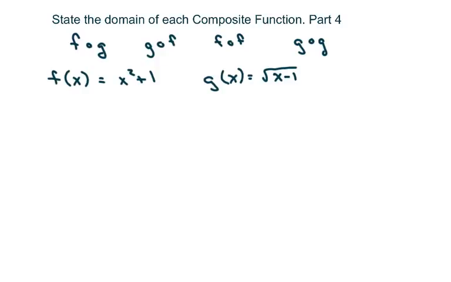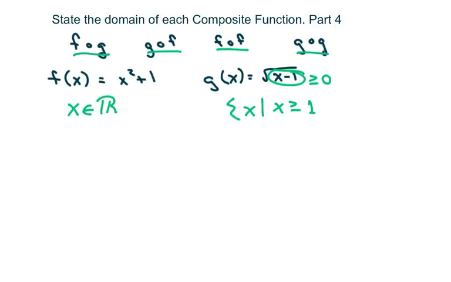Everyone, we're going to state the domain of each composite function. I think the first thing I want to do is look at all four of these compositions. Here are our two functions. The domain of f is all real numbers, any real number. And for g, this quantity has to be greater than or equal to 0. So in this case, it's all real numbers, but x has to be greater than or equal to 1.